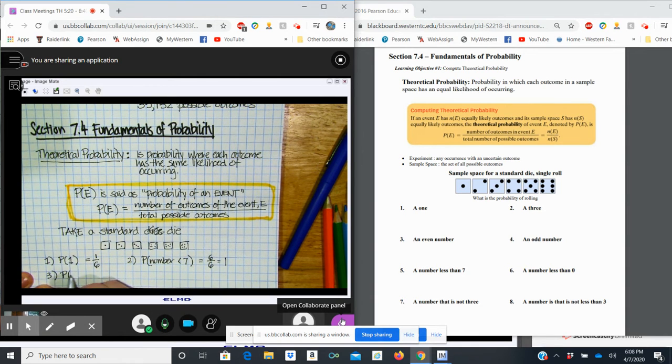What's the probability of rolling an even number? There are 3 even numbers, a 2, a 4, and a 6, out of 6 possible. This should reduce to a 1/2.